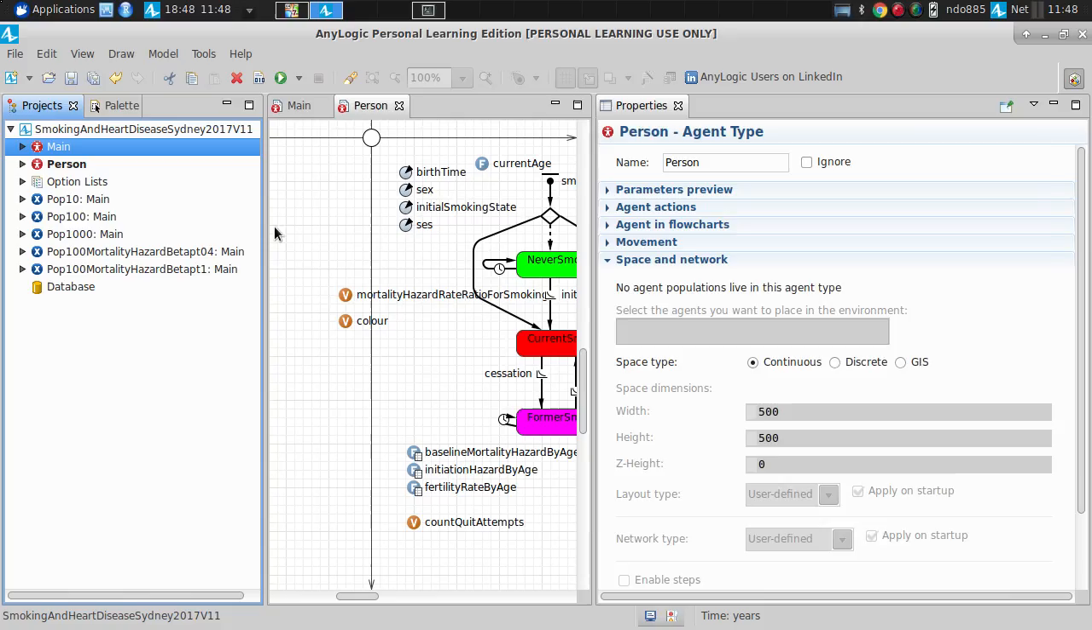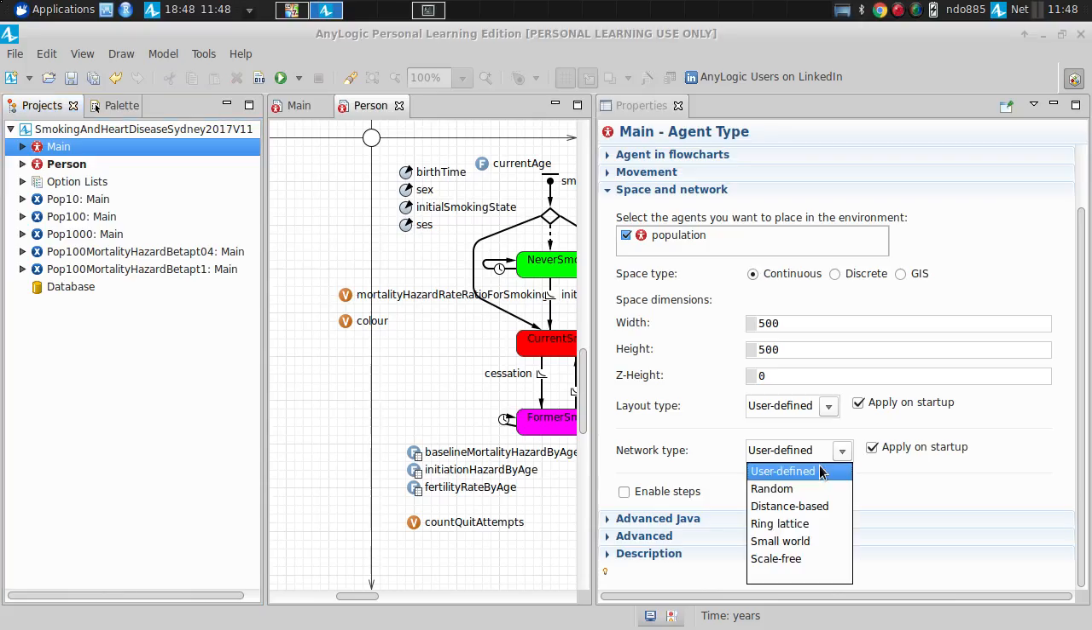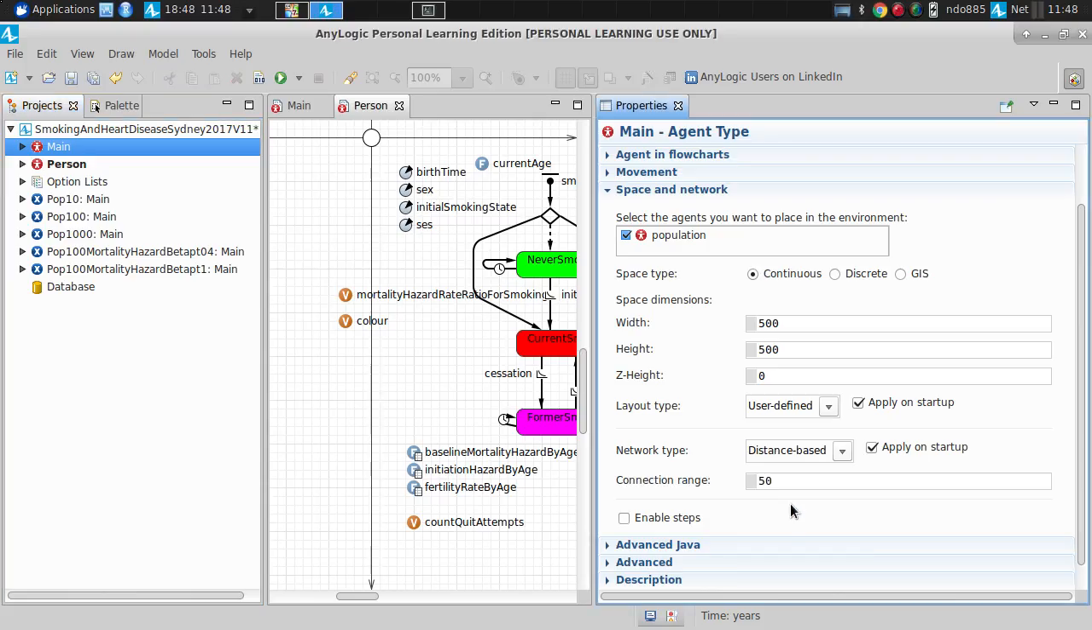We're going to go to main, and go here to a network type that is going to be distance-based. So an individual will be connected with people who are within a certain distance of each other, okay? And the connection range will be 75. This is actually going to depend on a somewhat larger population, which we will impose. Any given two people, A and B, would be connected if and only if their distance in that space is within 75 units.